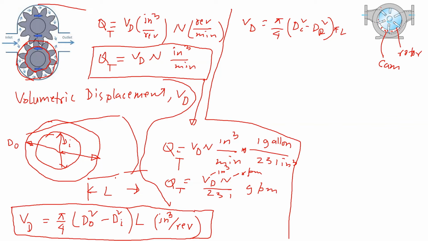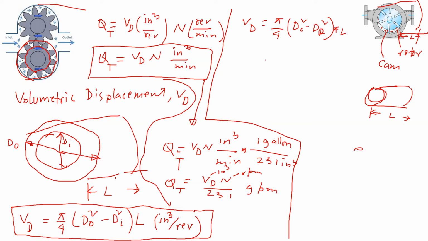Let's assume that this vane pump's width is L, like this. So basically a cylindrical piece like this. This is the width of the vane. So that's the volumetric displacement. We can do a little bit of calculation here.